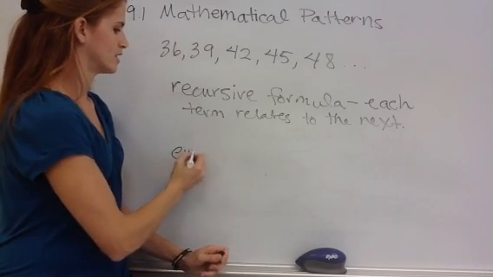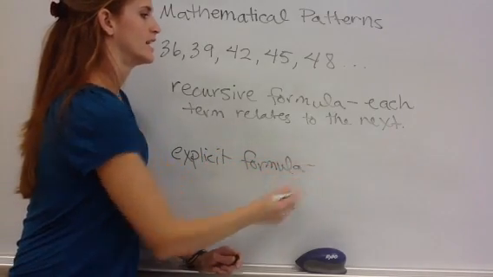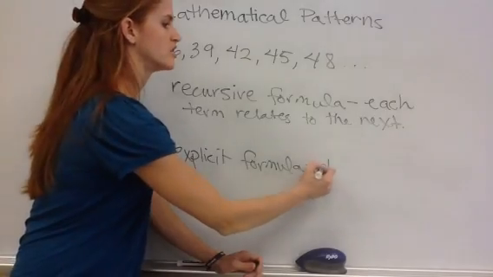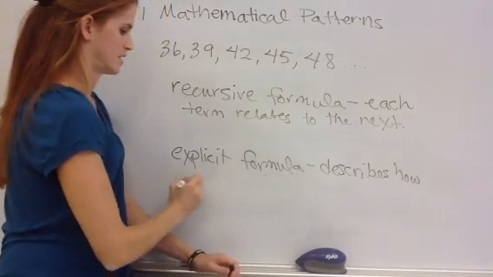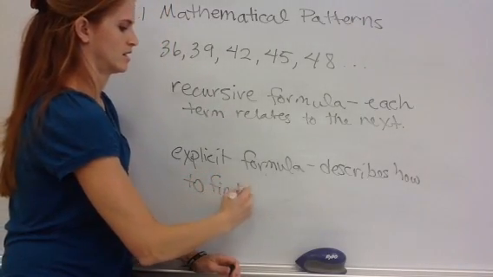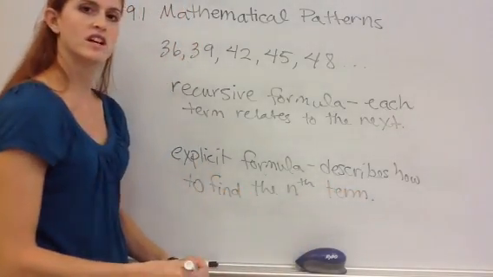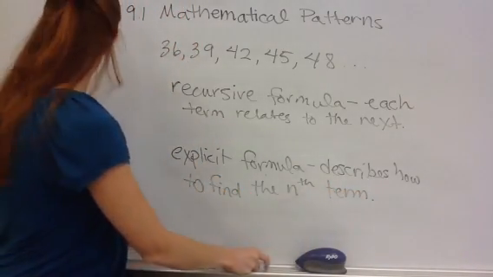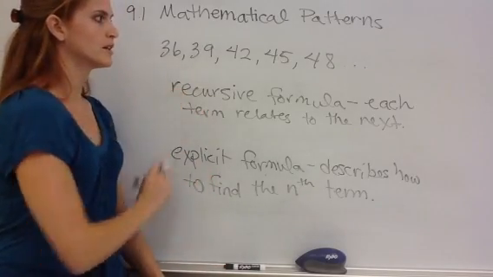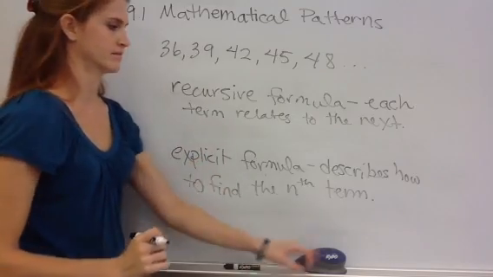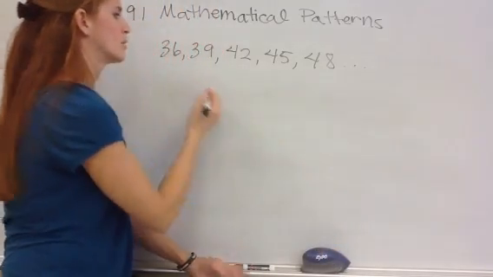Or we could write an explicit formula. And in an explicit formula, it just describes how to find the nth term. So it just tells me how I'm going to find the nth term in the sequence. So what we're going to do first, we're going to practice writing a recursive formula for this pattern and then writing an explicit one. So let's start with the recursive.